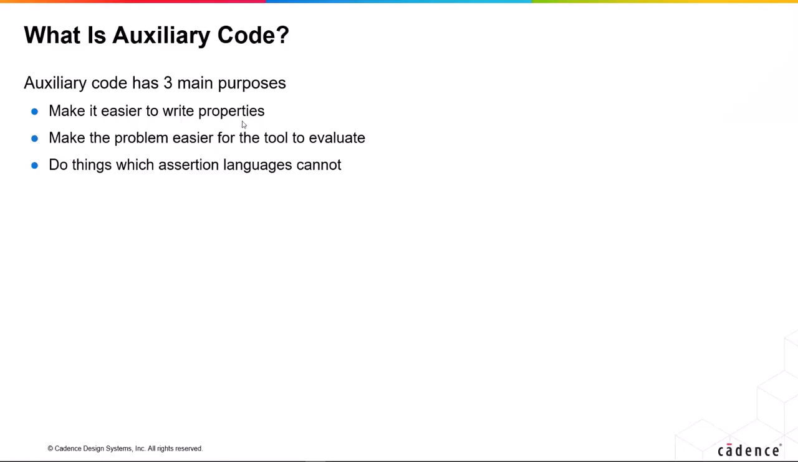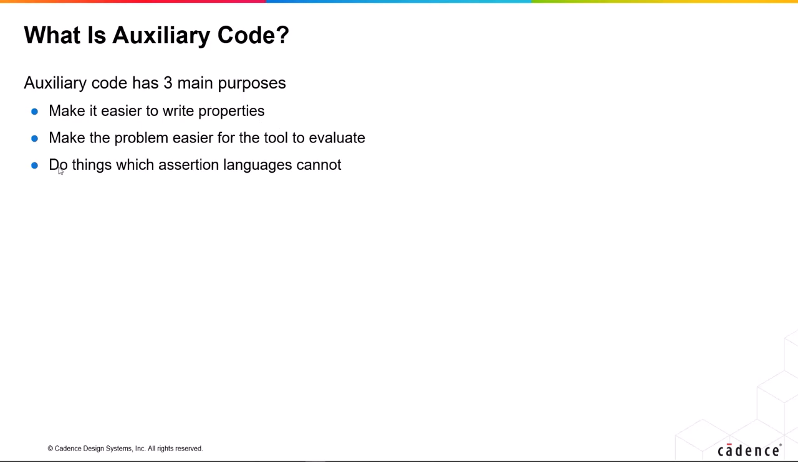So what is auxiliary code then? Again, just to remind you, it's also known as helper code. So it has three main purposes. One, to make it easier to write properties. So that's why it's called helper code. It helps the properties. Two, it makes the problem easier for the tool to evaluate, especially in formal. It often makes it a lot simpler to debug and understand as well.